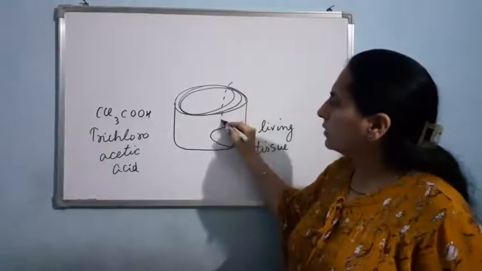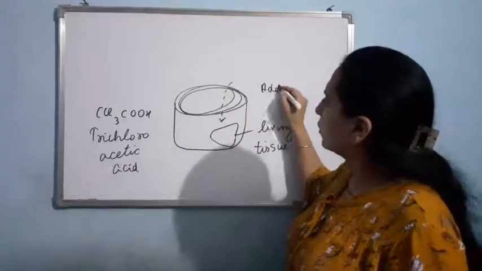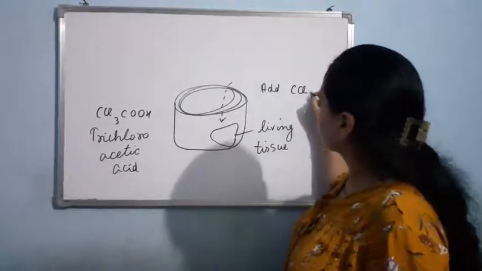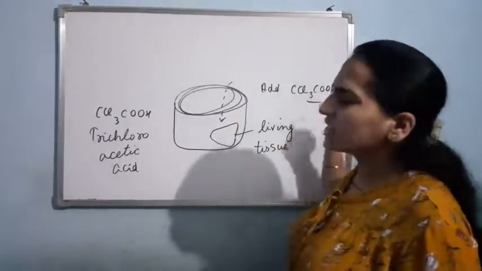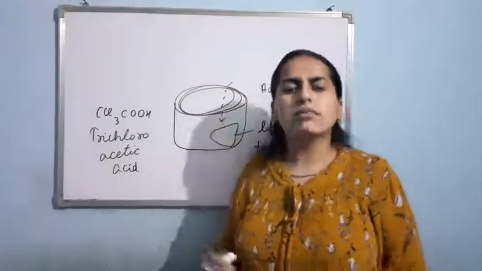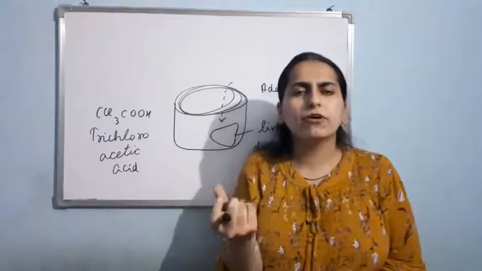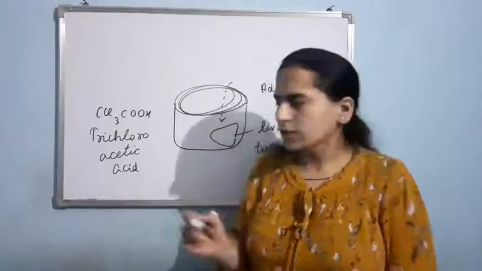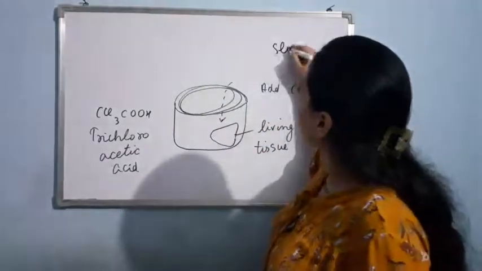After that, add trichloroacetic acid, and then just grind it. What will happen at last? There will be formation of a slurry. Right? So at last there is a formation of a slurry.